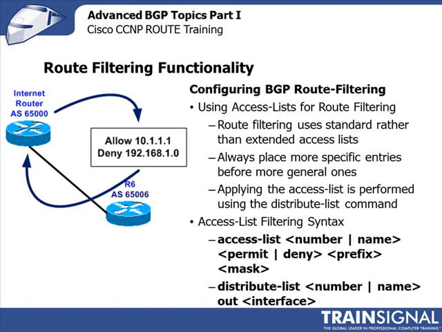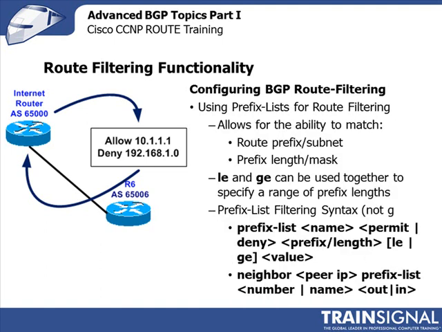Otherwise, your more general entries could keep your specific entries from being effective if you have them listed after the general route entries. And then obviously, to apply the access list, use the distribute list command, the syntax of which we've already shown you. The syntax underneath is very simple. Access list, number or name, permit or deny, meaning you're permitting or denying it in the distribute list process. And then the prefix and mask, and then obviously the distribute list, in or out, and the interface that's listed.